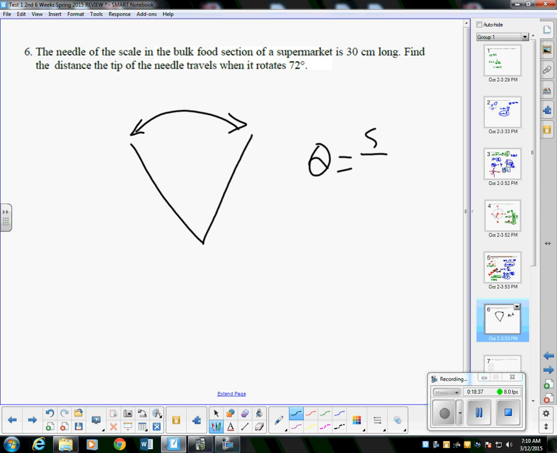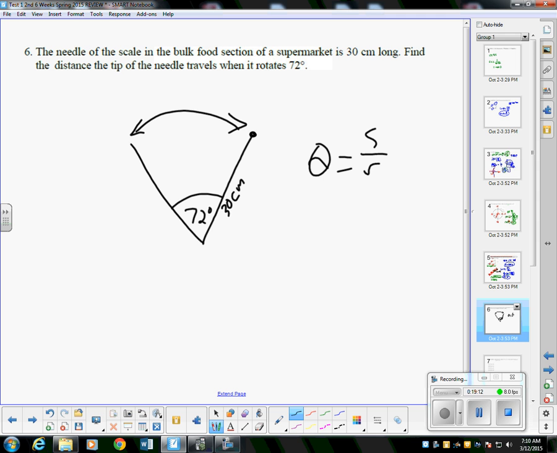Anytime we have a pivoting motion, we're going to use theta is equal to S over R. Well, if we draw this out, we know it rotates through 72 degrees. In other words, think of windshield wipers. It swashes back and forth. It goes through 72 degrees. And we know that the needle itself is 30 centimeters long. It says find the distance the tip of the needle travels. Here's the tip of the needle.